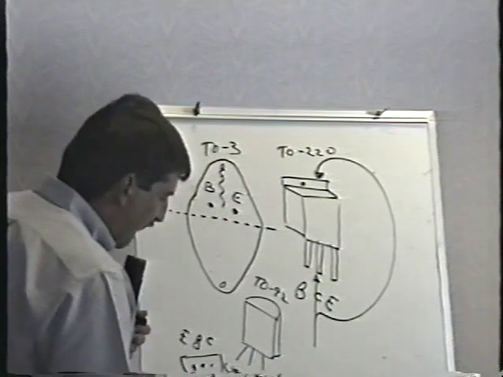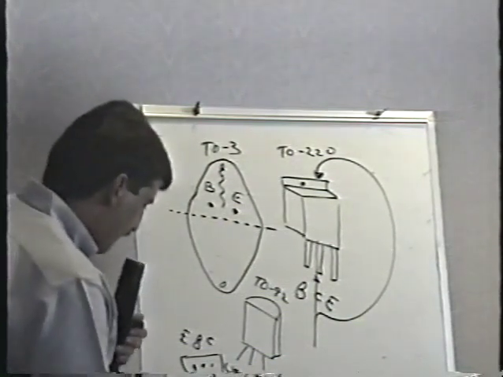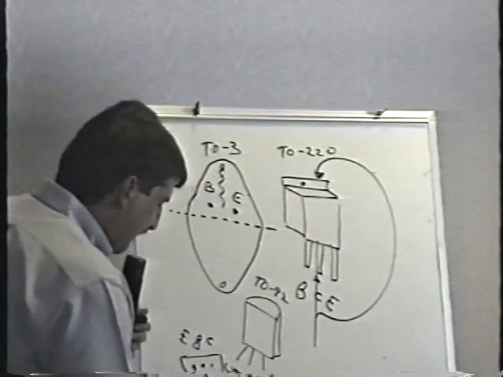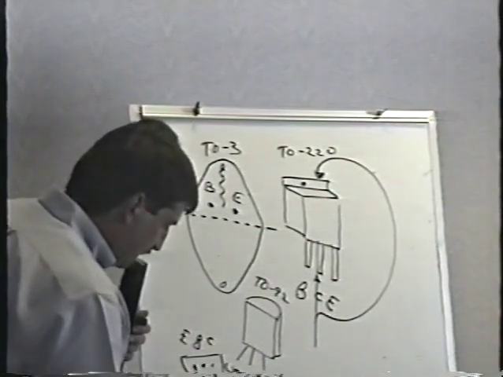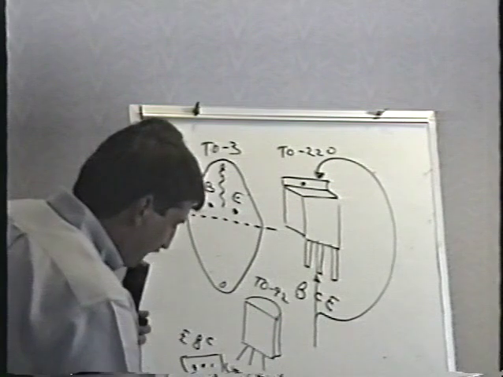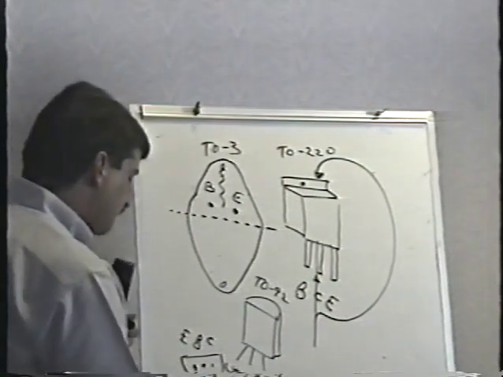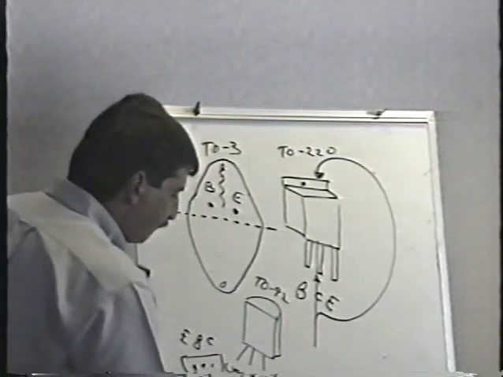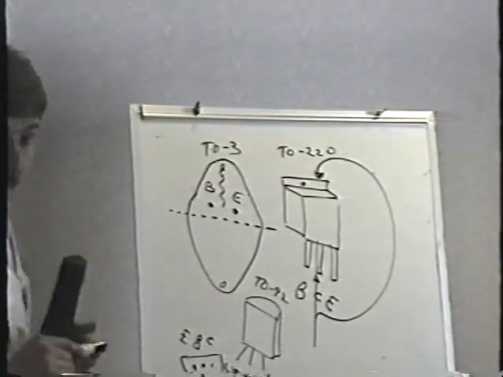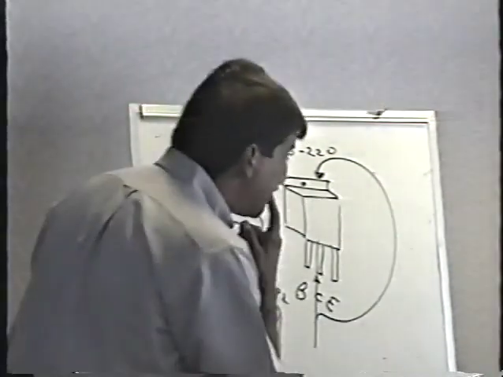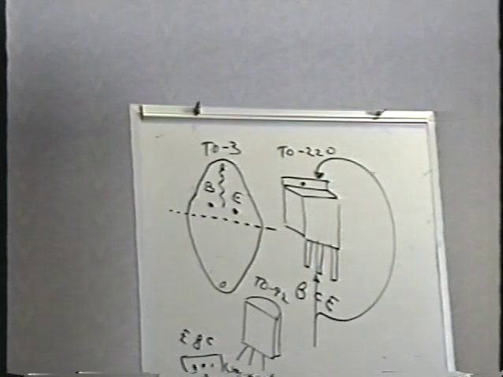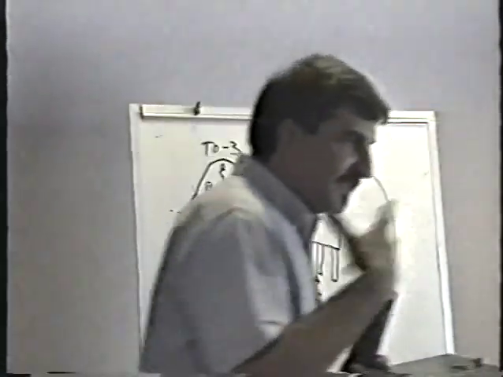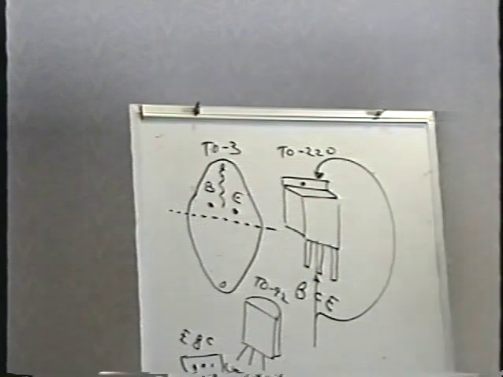But depending on where it's made, it'll be a little bit different. Do not write down what I'm about to show you because I can never remember this. One of them is BCE and the other one is ECB, and I can't remember which. One of these is Japanese and the other one is European. The reason I can never remember is that it's silkscreened right on the board, and the board tells you which lead is which.